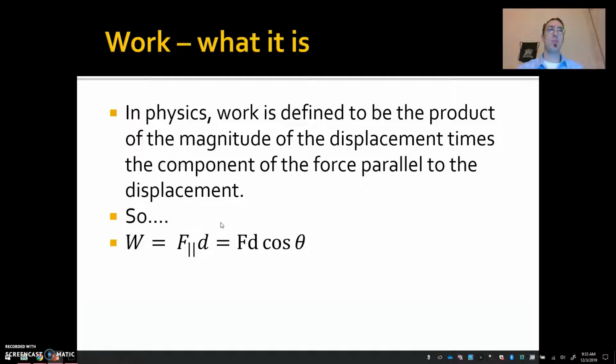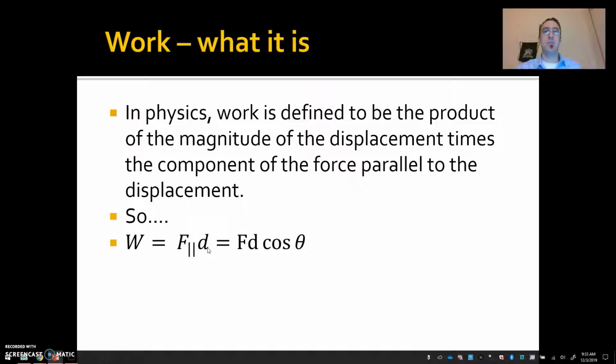So in physics, work is defined to be the product of the magnitude of the displacement times the component of the force parallel to the displacement. That's a lot of words for meaning it's force times displacement. That's what we define as work. And this whole parallel stuff means that the force has to be along the same direction as the displacement.